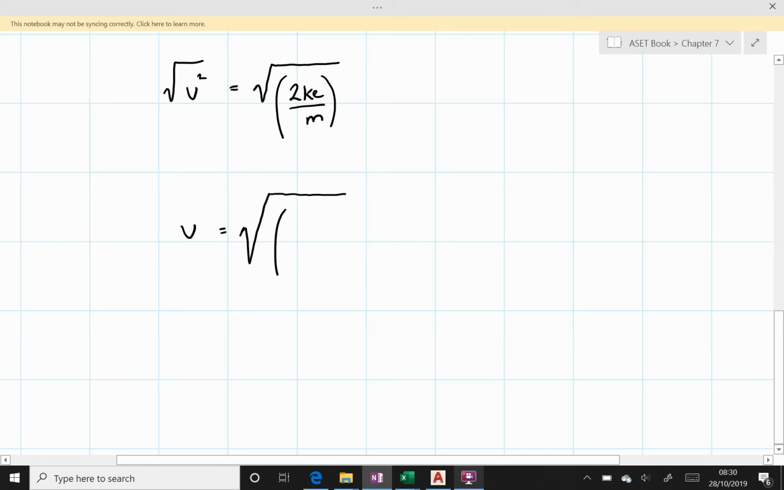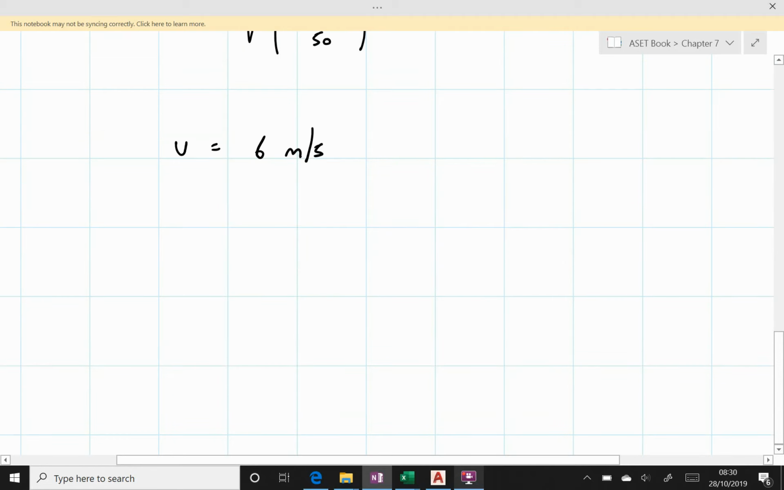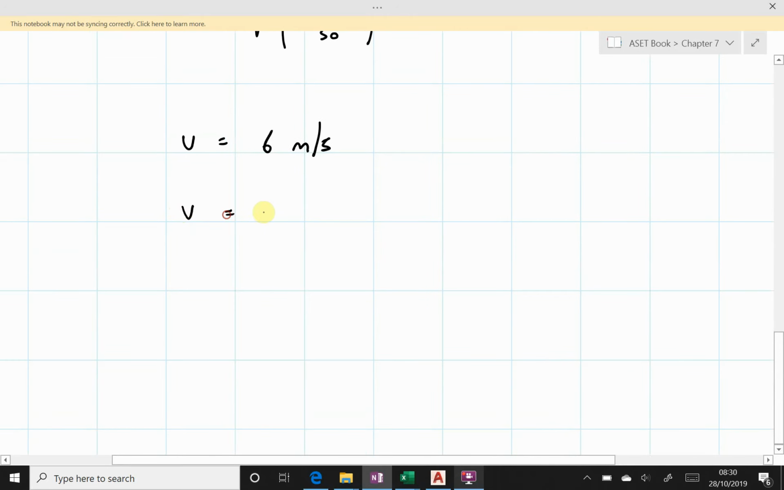the square root of 2 times the kinetic energy, which is 900, divided by the mass, which is 50. And we can see that v equals 6 meters per second. If you read carefully through this question, it does stipulate to give your answer to 2 decimal places, and so the final value should quite simply be 6.00 meters per second. And that finishes this particular question.